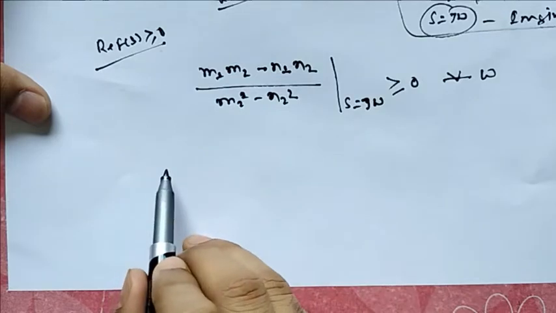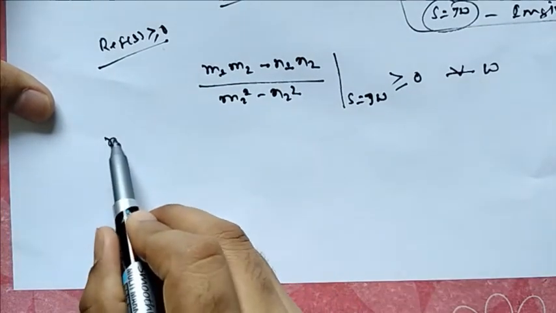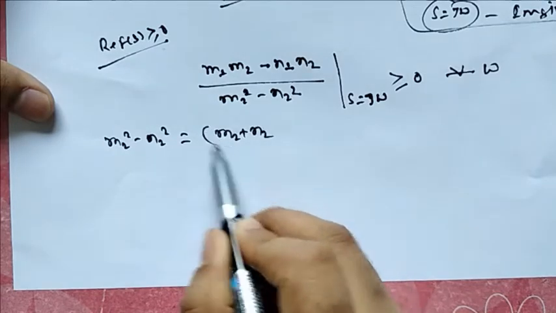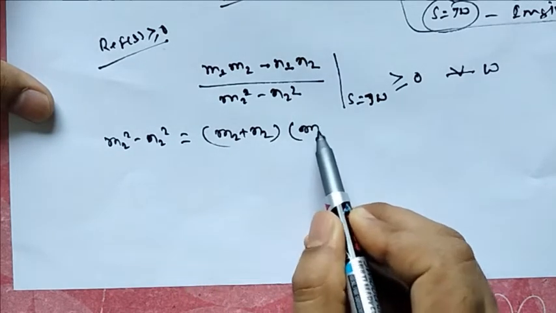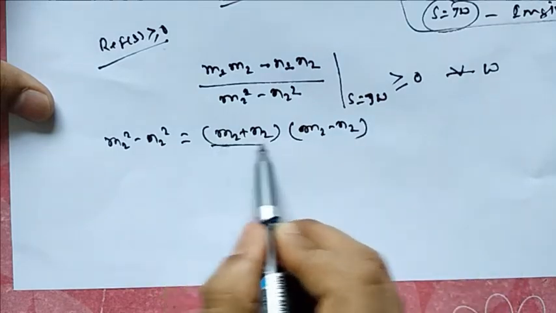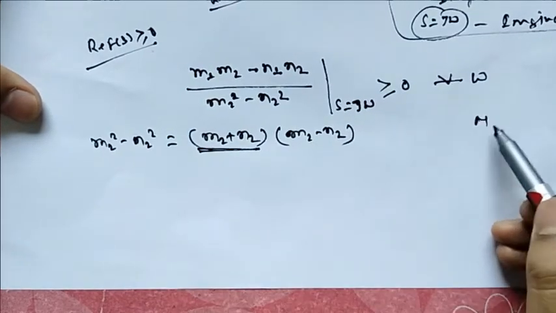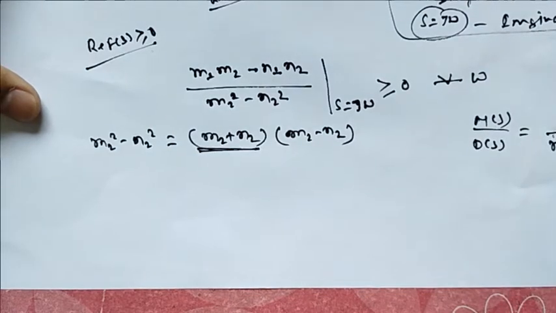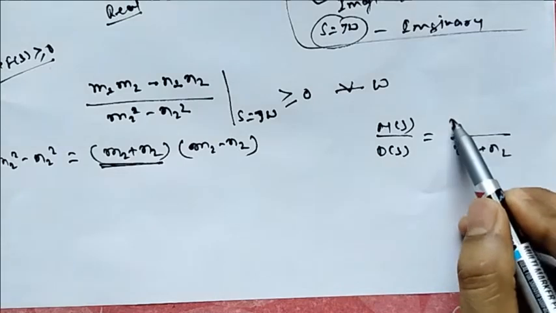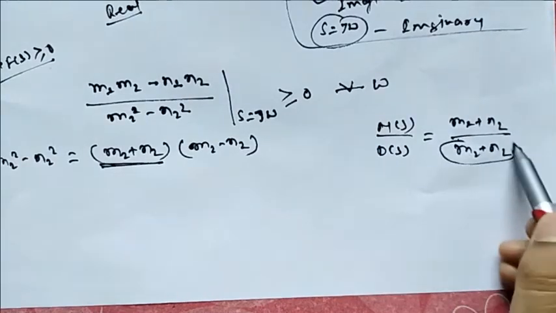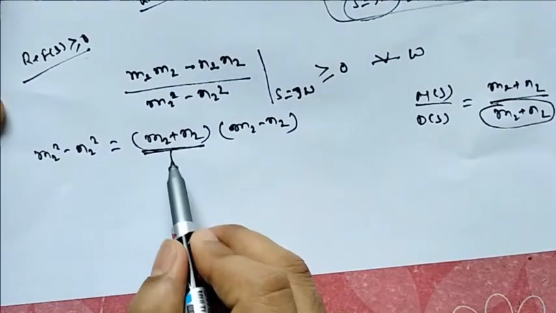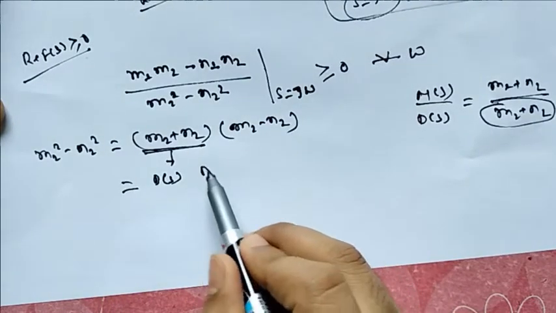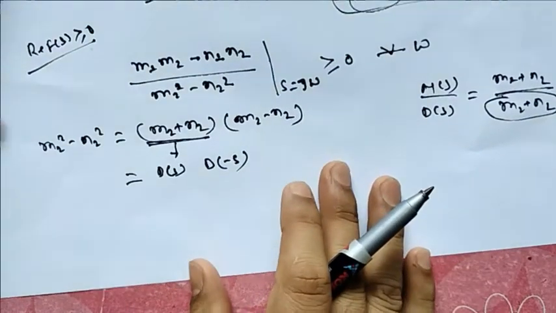Now if I break m2 square minus n2 square, it is going to give m2 plus n2 times m2 minus n2. And what is this function? This is nothing but Ns by Ds. What we have given? We have written Ds to be m2 plus n2, and this is m1 plus n1. So Ds is m2 plus n2. This will be your Ds. And what will m2 minus n2 be? This will be nothing but D of minus s.